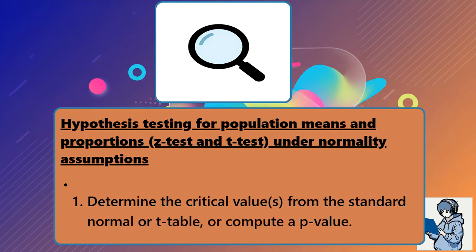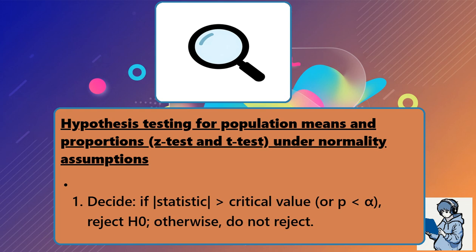Step 4. Determine the critical values from the standard normal or t-table, or compute a p-value. Step 5. Decide. If the absolute value of the statistic is greater than the critical value or p is less than alpha, reject H0. Otherwise, do not reject.